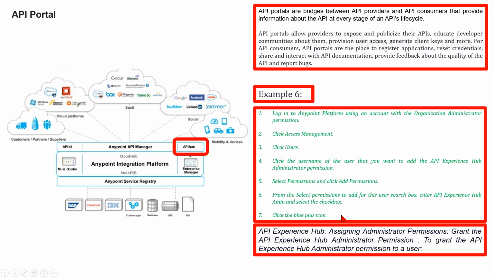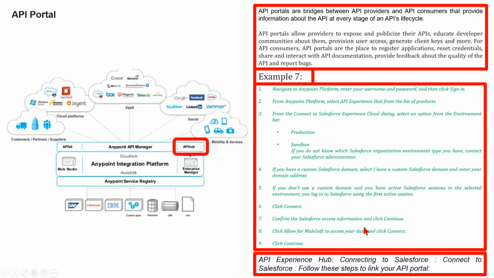To grant the API Experience Hub administrator permission to the user, log on to the Anypoint platform using the account with the organization administrator permissions. Click Access Management, click Users, and click the username of the user that you want to add the API Experience Hub administrator permission to. Select the permission and click Add Permission. From the select permissions to add for this user search box, enter API Experience Hub admin and select the checkbox. Then click the blue plus icon.